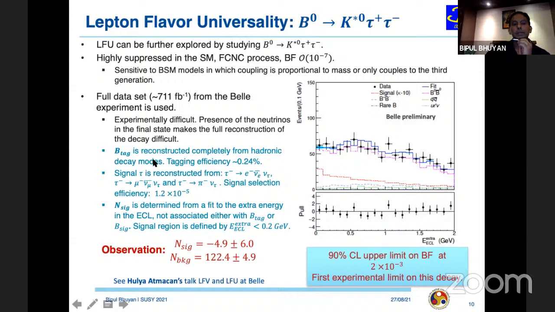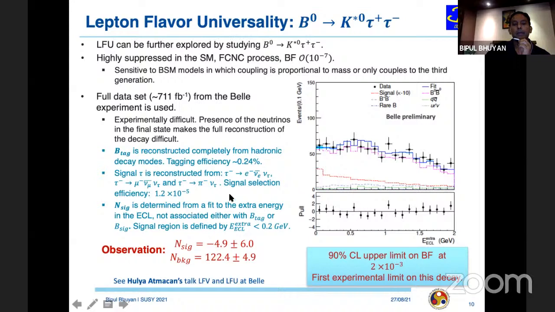So we use the B tag, where the B is reconstructed completely from hadronic decay modes. The tagging efficiency, of course, is low, but it gives you a high purity sample. The tagging efficiency is around 0.24%, whereas the signal side tau is reconstructed from leptonic decays to either an electron or a muon, and also from tau decaying to a pion and a neutrino. The signal selection efficiency is, of course, low. It is around 1.2 times 10 to the -5.